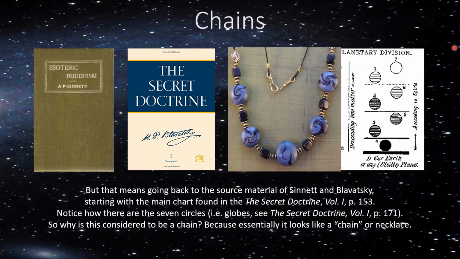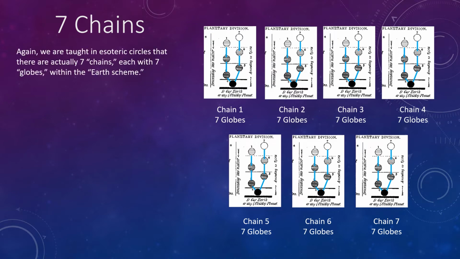So why is this considered to be a picture of a chain with 7 globes? Because essentially it looks like a chain or a necklace. Again, we are taught in esoteric circles that there are actually 7 chains. You see all 7 of them here now. I mentioned before that there were 7. Now we see them, each with 7 globes within the overall Earth scheme. And there are 7 times 7 globes, meaning there are 49 globes, which I mentioned before.